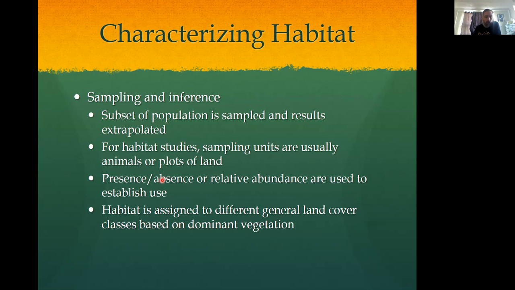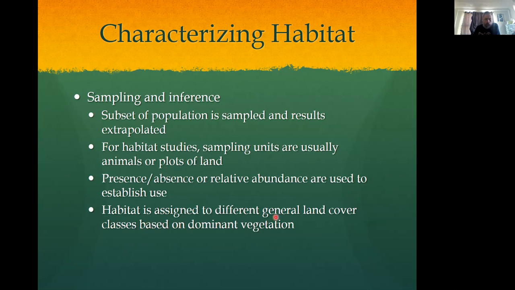And what we're doing is we're looking for use, right? Are animals in this particular plot of land, or what plots of land are animals in, depending on what our units are, and for how long? Are they here or are they not? Presence or absence? Are there a lot of them here, or are there only a few of them here? That's relative abundance. But again, just some mechanism to try to establish that animals are, in fact, utilizing this resource for something, okay?